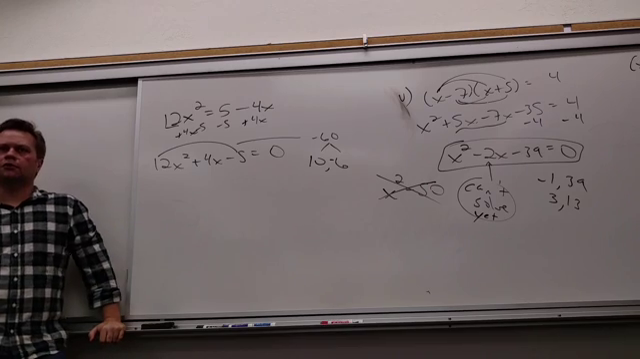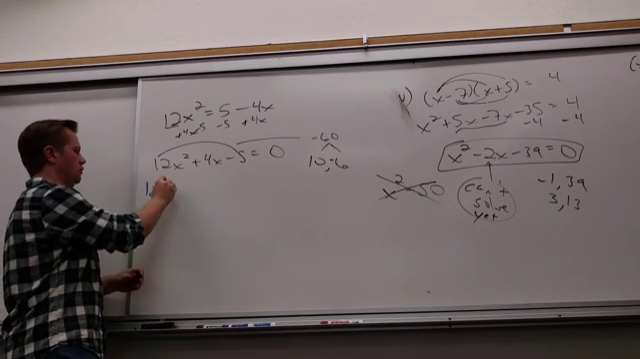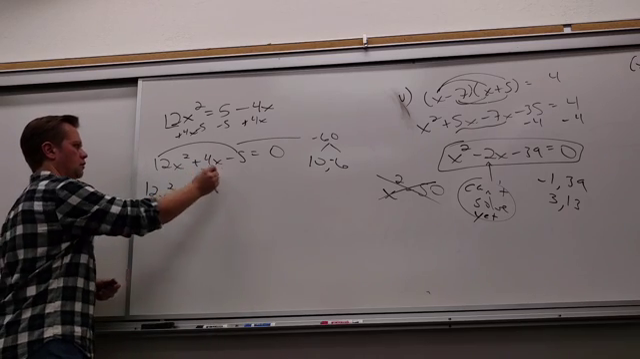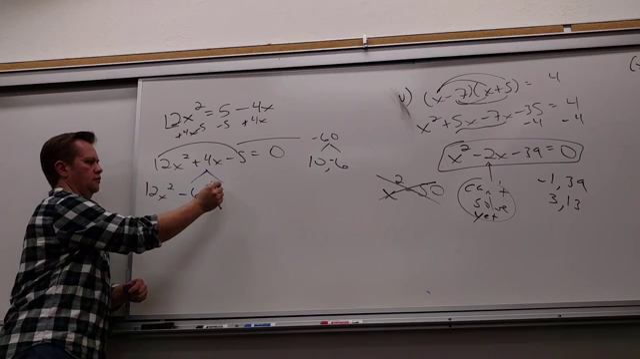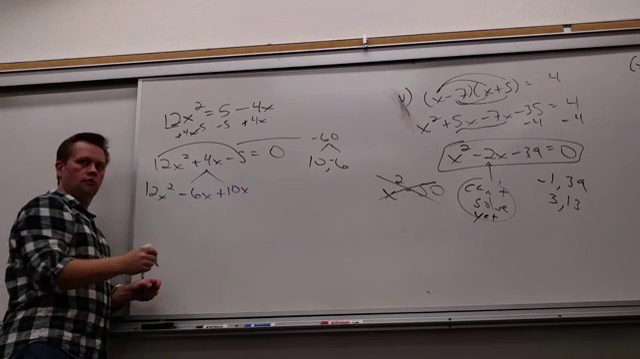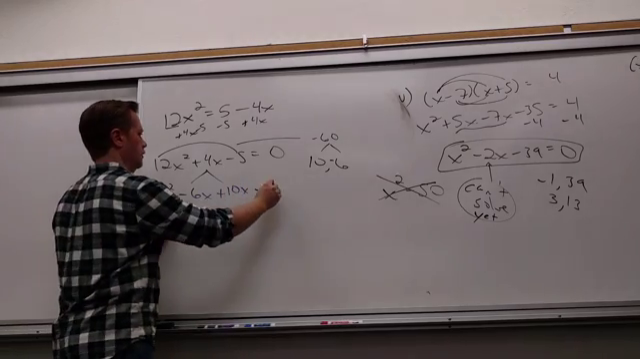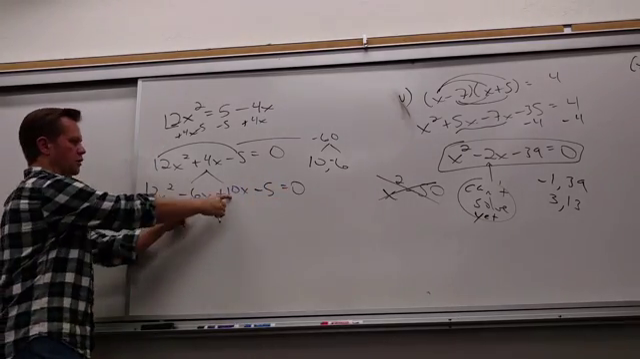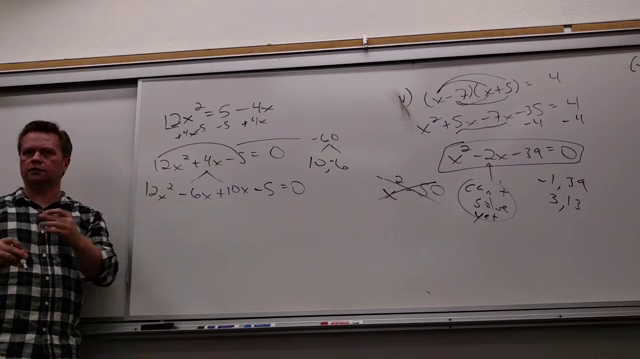And then what do I do with that, of course? 12x squared, plus 4x. I would do this: minus 6x plus 10x, minus 5, equals 0. It doesn't matter, you have a choice of how you do it. Why do I do it this way? So that's plus, so I don't make a negative mistake.